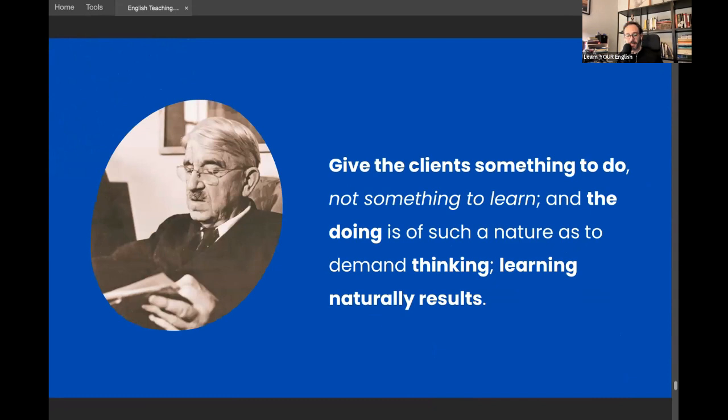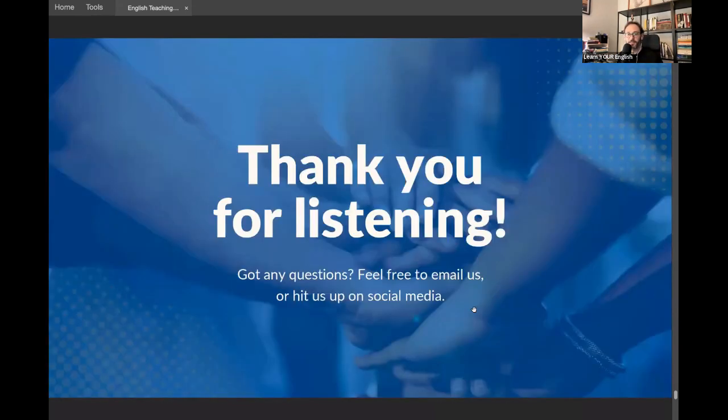And this is what John Dewey, adapting it to our context here, was saying: if we give clients something to do, not something to learn, and the doing is of such a nature as to demand thinking, we know that learning will naturally occur. But the question becomes, how do we do more organic learning and less synthetic learning? Well, we need to think about the less-is-more approach, or these organic approaches that we've discussed here today.